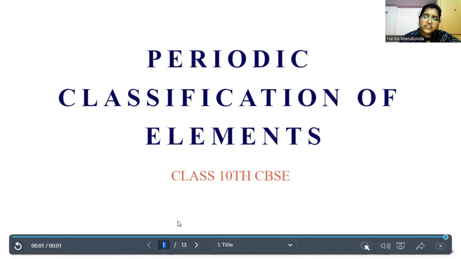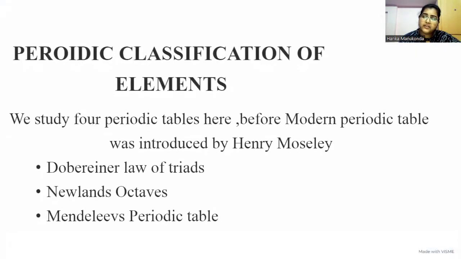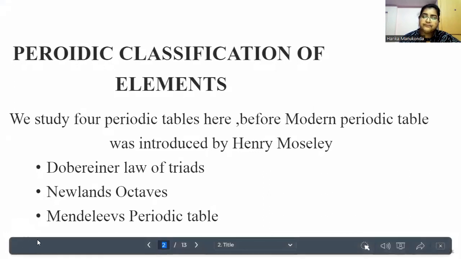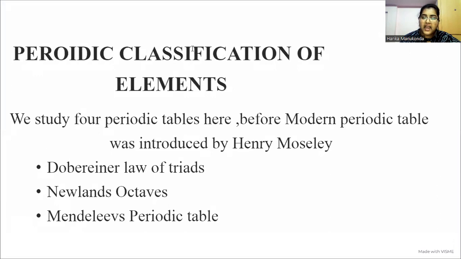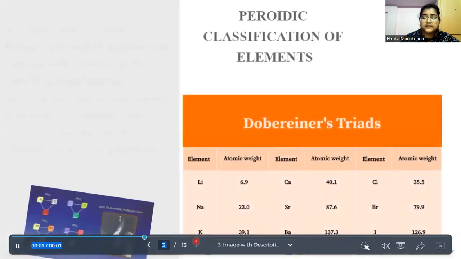In the classification process, scientists have introduced 46 periodic tables. Nowadays, in the present scenario, we are using the modern periodic table. What is that, children? The modern periodic table was introduced by Henry Moseley. Among the 46 periodic tables, three were very famous: Dobereiner's law of triads, Newlands' law of octaves, and Mendeleev's periodic table.